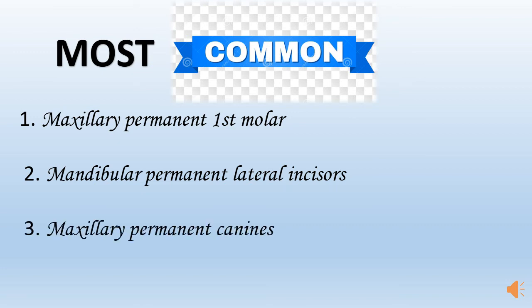So those were the factors that are responsible for ectopic eruption. And this ectopic eruption is most commonly seen in the permanent first molar that's present in the upper jaw, the lateral incisors that are present in the lower jaw, and then the maxillary canines. They are also most commonly seen to be ectopically erupted.